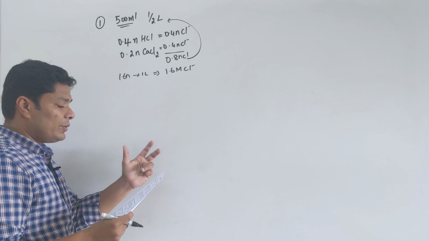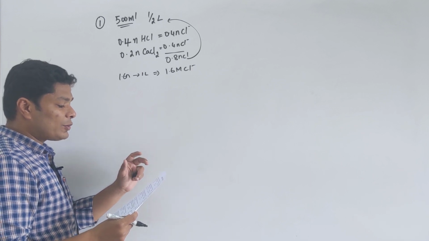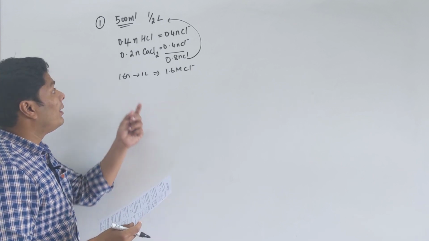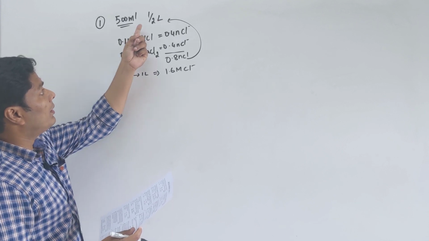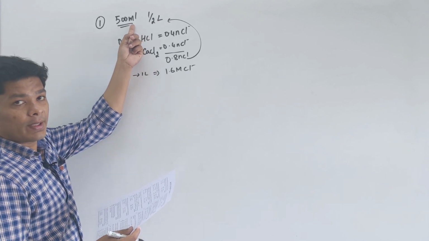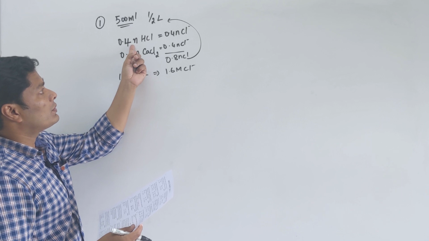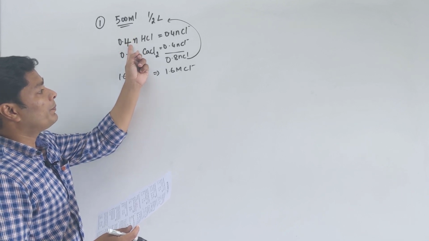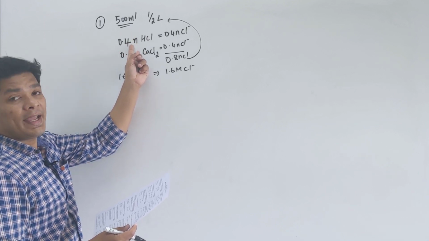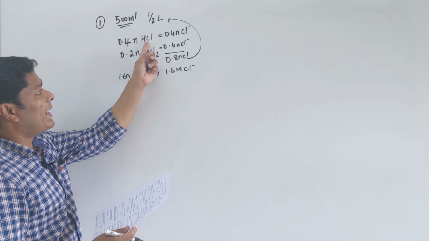Alright, now in this solution, if you have to mix together the solution, what is the concentration of HCl? 0.4 moles is in 500 ml, correct? Appa half liter la 0.4 moles irukku. Appa 1 liter la evlo irukum? You can say 0.8. So concentration of HCl will be 0.8.